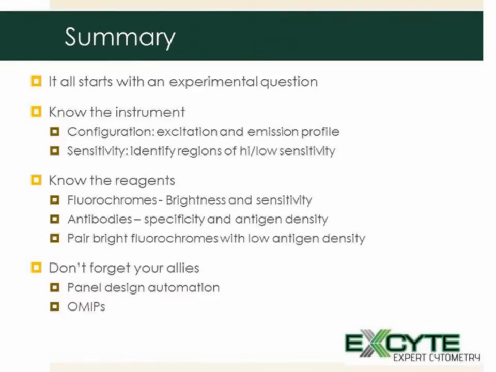So I'd like to summarize that this process all starts with the experimental question. You need to know what you're doing. You need to know your statistical downstream applications so that you can then go forward and develop your panel. You need to know your instrument, and this includes the configuration, the excitation and emission profiles of the machine, where the laser lines are and what filters are in front of each detector so you know where the fluorochromes will be measured.